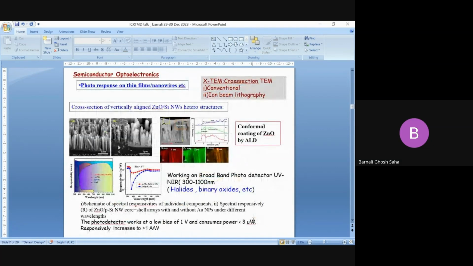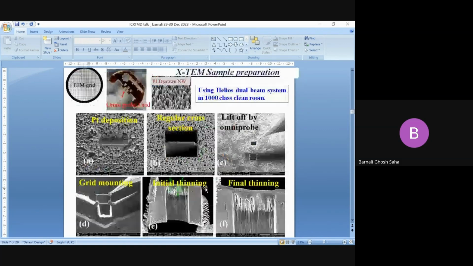Another work my group is doing is photo response study. This is semiconductor optoelectronics. Here we are working on vertically aligned nanowires and doing the cross section. For this cross-sectional study, cross-sectional TEM, conventional or ion beam lithography techniques we are using to take the cross-section of a nanowire from a substrate, and we do the compositional study. We are also working on a broadband photodetector, UV to NIR, 300 to 1100 nanometers.